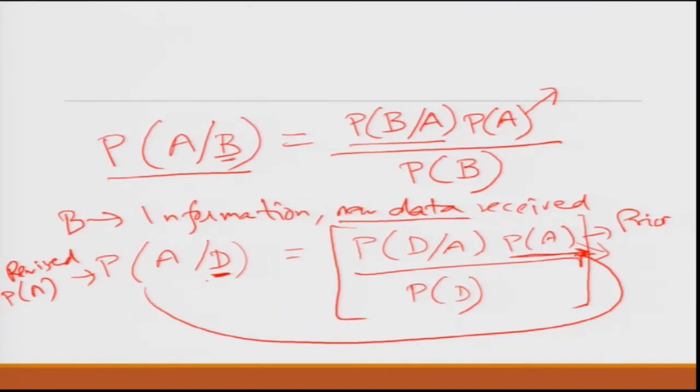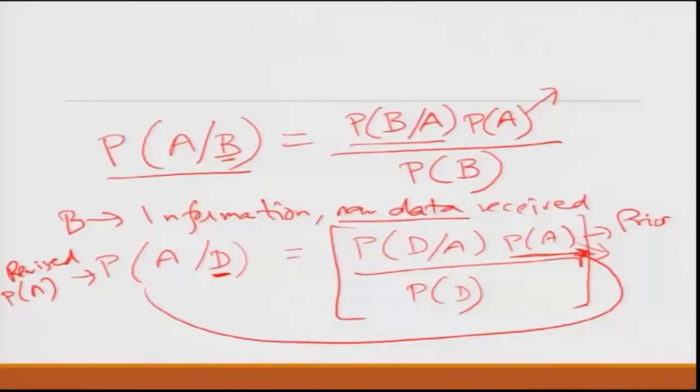So, this is the way a lot of classifications happen. For example, if you are deciding who will win an election, given that new data points are received, you keep refining your probability of A winning, A being say a candidate, the probability of a candidate winning. Based on new data, you keep refining, ultimately the model comes to a stable state and you come to your prediction. So, that is what this Bayes theorem is about.